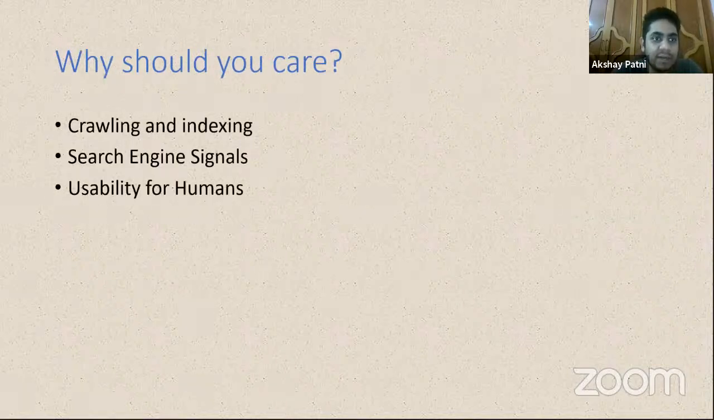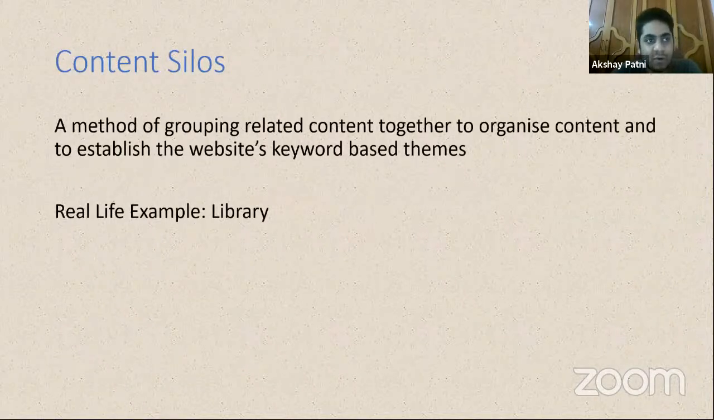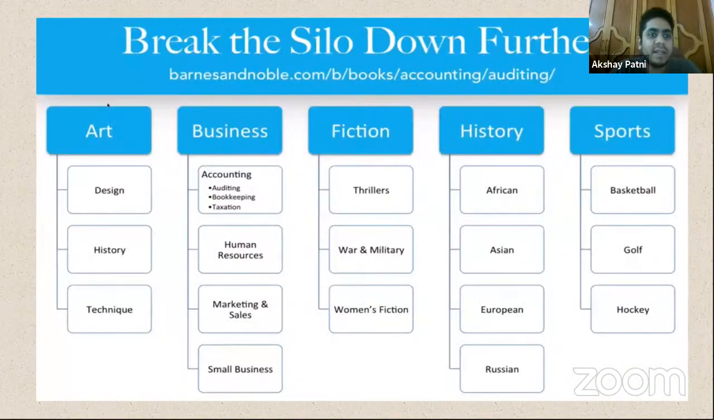Let me explain that also. For example, let's say content silos. It is a method of grouping related content to organize and establish the website, let's say keyword based themes. For example, let's say you are visiting a library, right? In the library, there is a section of arts, business, fiction, history, and sports, right?